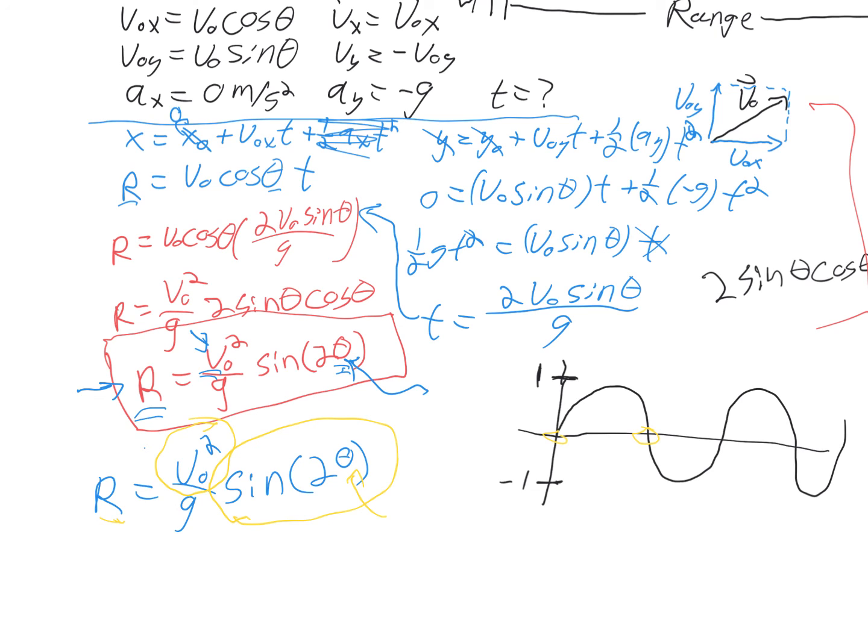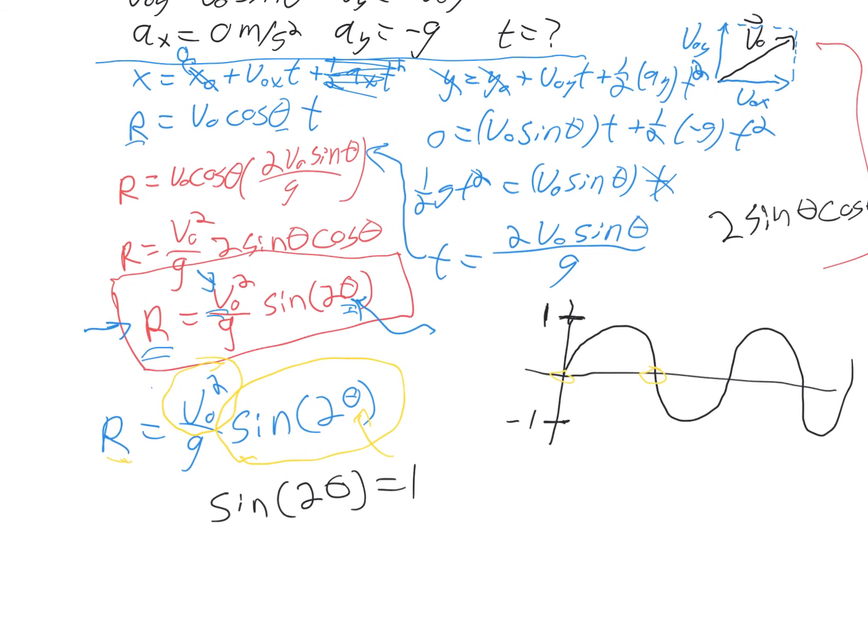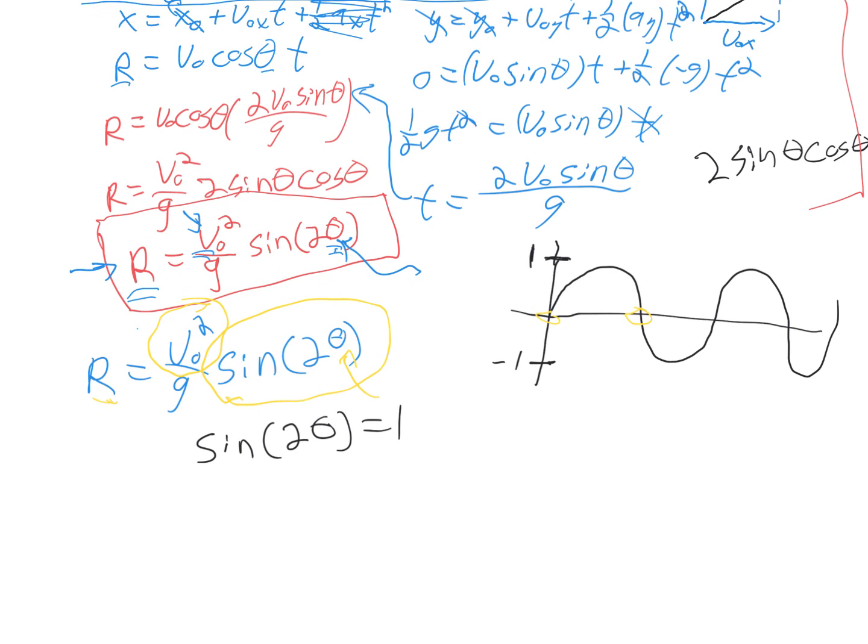And so since the maximum value of sine is 1, to get the maximum range we would want to set the sine of 2 theta equal to 1. Well, if you do the inverse sine of both sides, you get 2 theta is equal to 90 degrees because sine is equal to 1 at 90 degrees. Solving for theta then, the max angle is 45 degrees. Something you probably already knew, but now we can prove it.